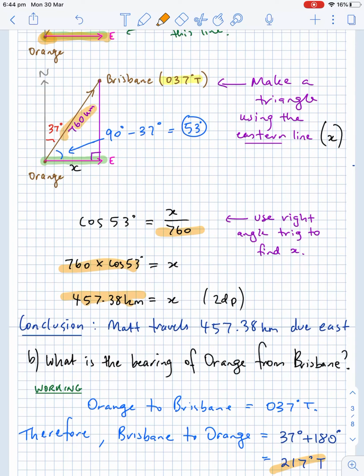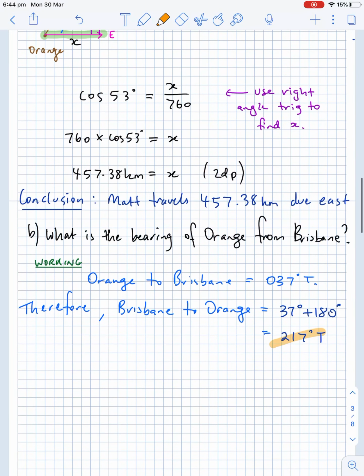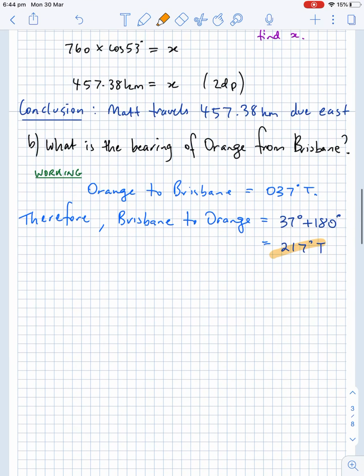Even though he travelled 760 kilometres, he only went 457 kilometres directly to the east. He did a whole heap more travelling to the north by the looks of it. But anyway, make sure you've got a decent conclusion for these questions as well. Okay, so question B. What is the bearing of Orange from Brisbane?